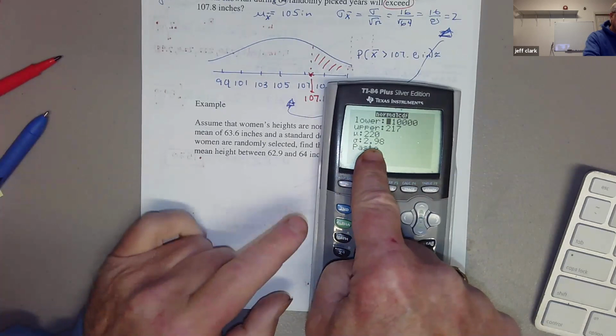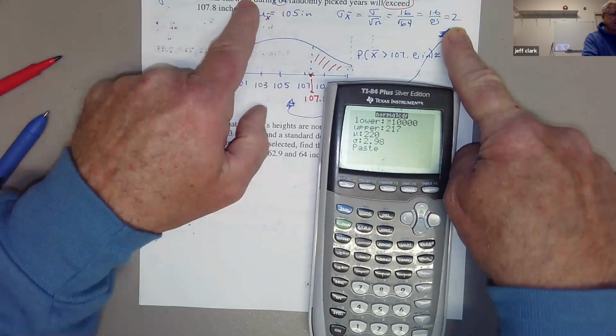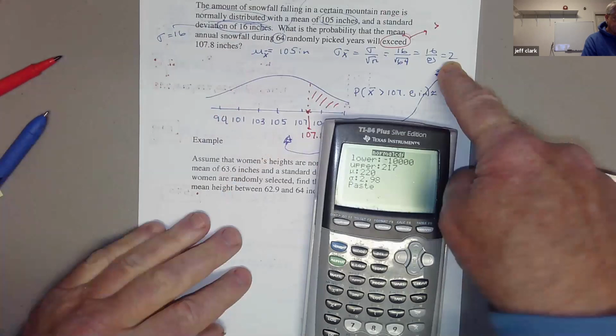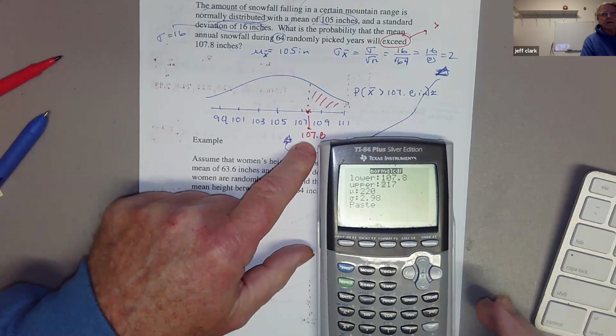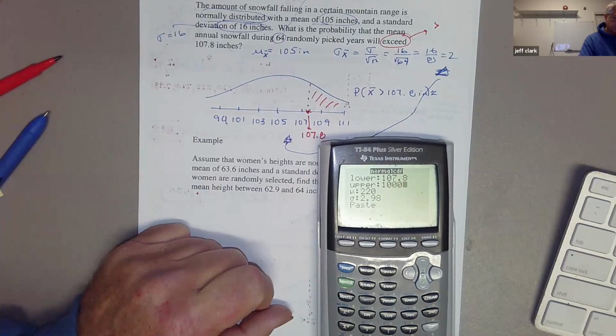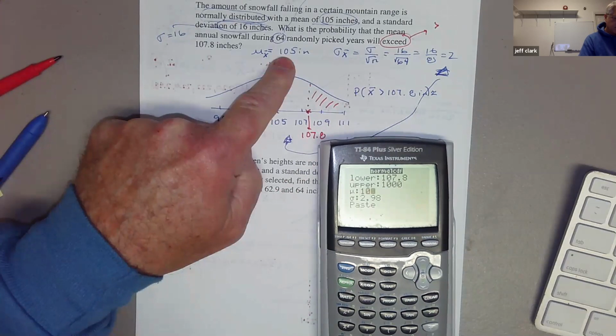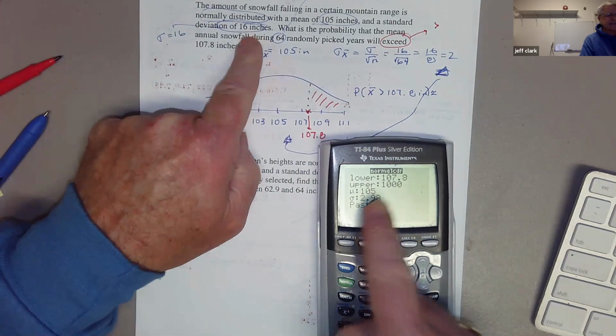I have to have that rather than the 16 that was given. I have to have this one here. So here we go. What's my lower in red right here? 107.8. Okay, now to the right, a ridiculous number, because it goes on forever, maybe 10,000. Mu is up here. Now, the sigma that it's asking for is not 16, it is 2.